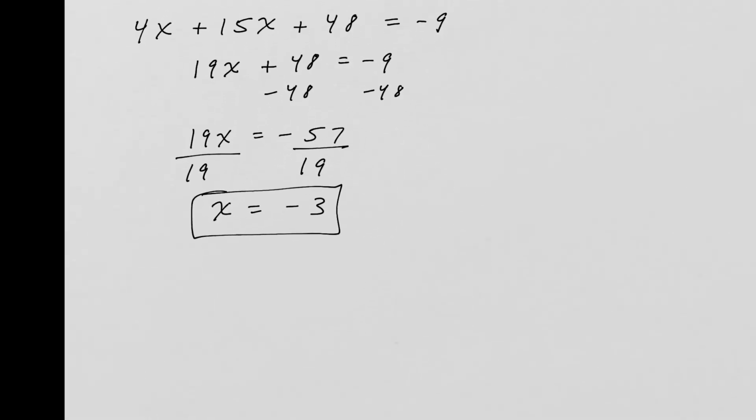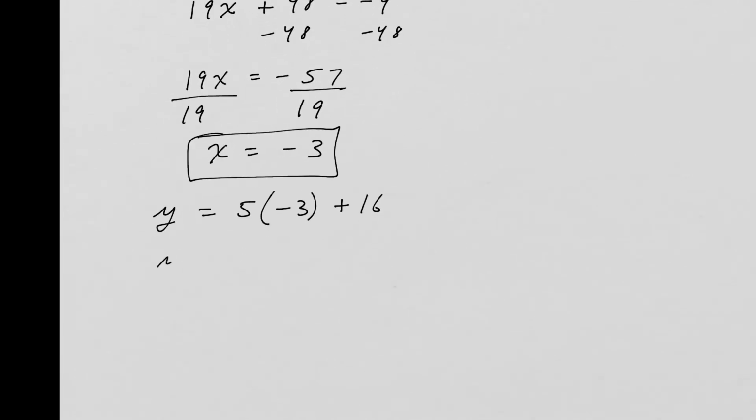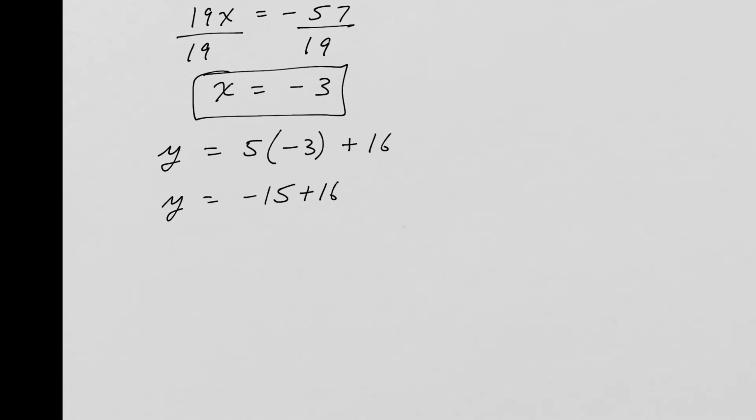So 5x plus 16. So y is equal to 5x, but x is now -3, plus 16. So y is equal to, this is -15 plus 16. So it looks like y is equal to 1. So the solution is going to be the point, or the ordered pair, (-3, 1).